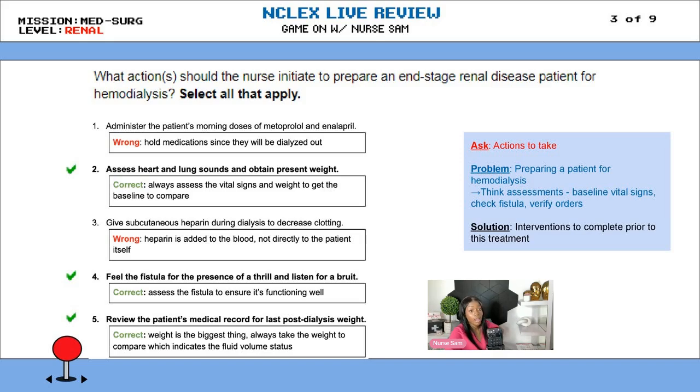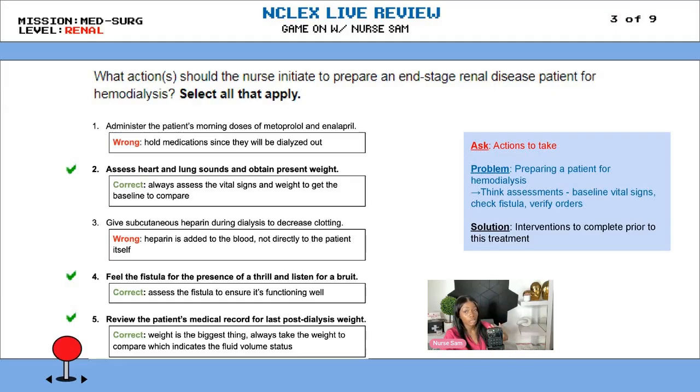to compare. 4 is correct. Feel the fistula for the presence of a thrill and listen for a bruit. That is correct. You want to assess the fistula to ensure it's functioning well. And then 5 is correct. Weight is the biggest thing. You always take the weight to compare because once again, weight is the most accurate indicator of fluid status. All right, fluid volume status. So weights are huge before and after dialysis, so you can compare, right?